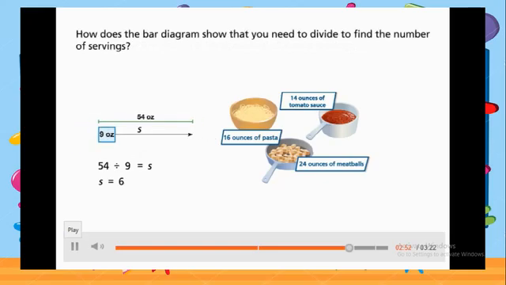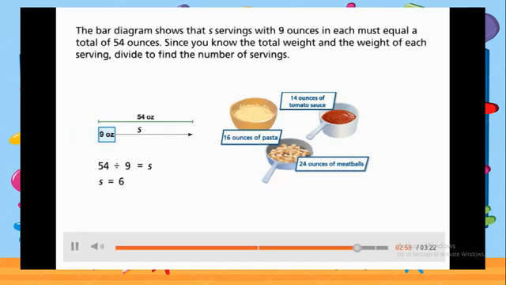How does the bar diagram show that you need to divide to find the number of servings? The bar diagram shows that S servings with 9 ounces in each must equal a total of 54 ounces. Since you know the total weight and the weight of each serving, divide to find the number of servings.